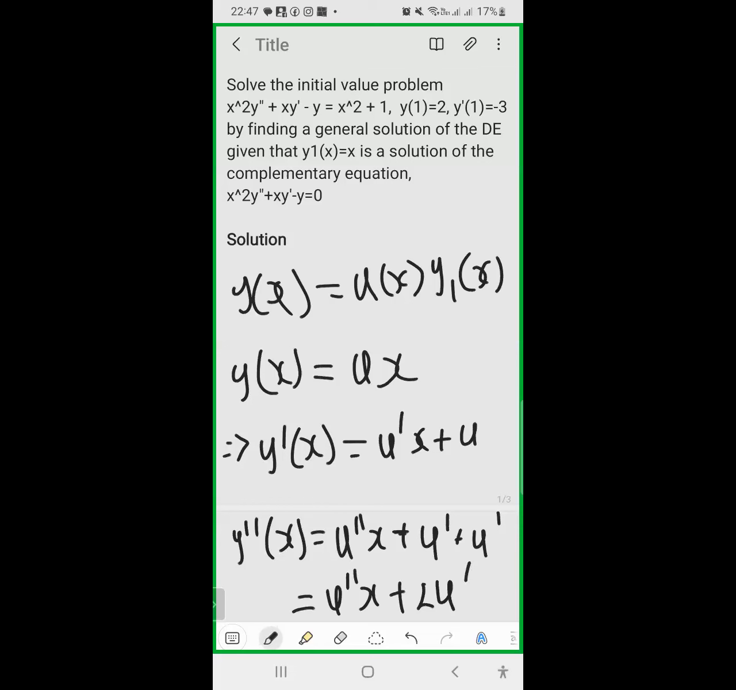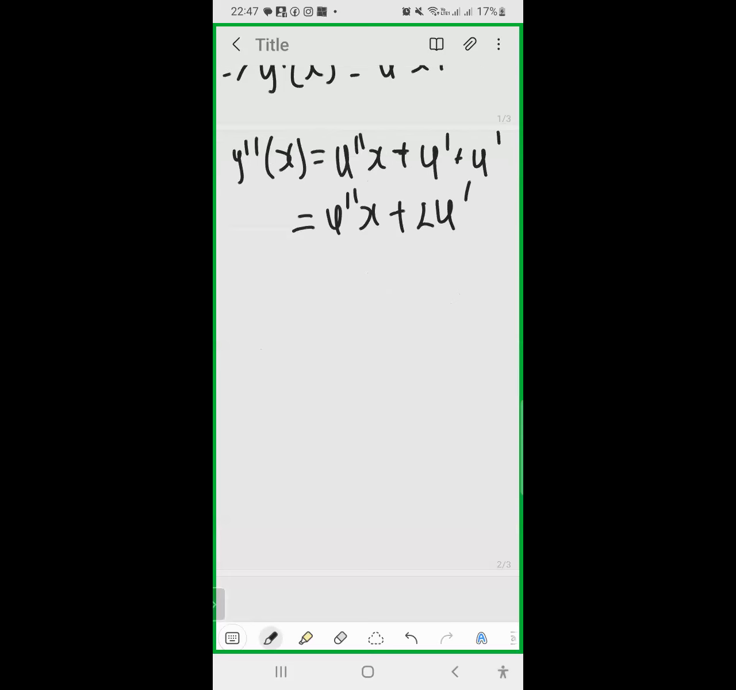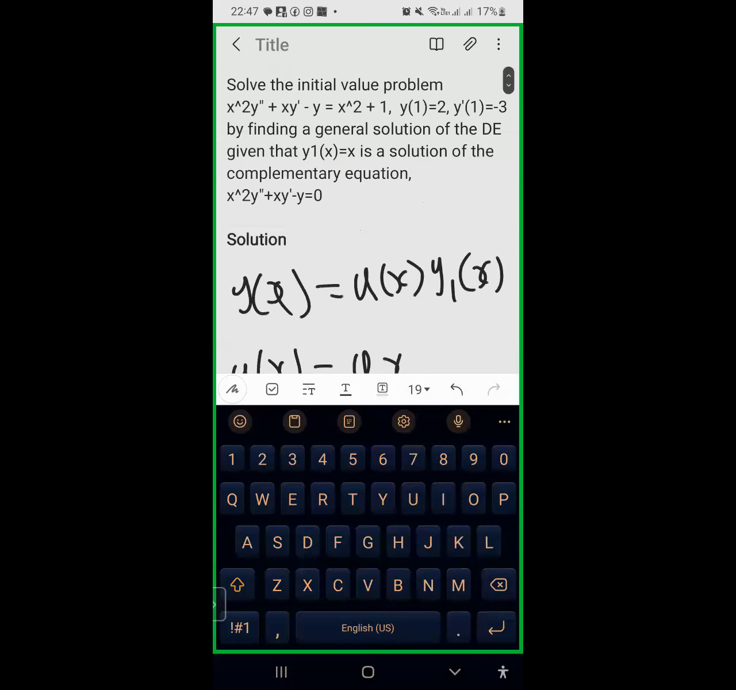Therefore, for the next step, we're going to substitute our y of x, y prime, and y double prime into the given ODE as required, so that we can reduce the ODE into a first order linear differential equation. So let's continue and do that. The ODE is x squared y double prime plus x y prime minus y equals x squared plus 1.